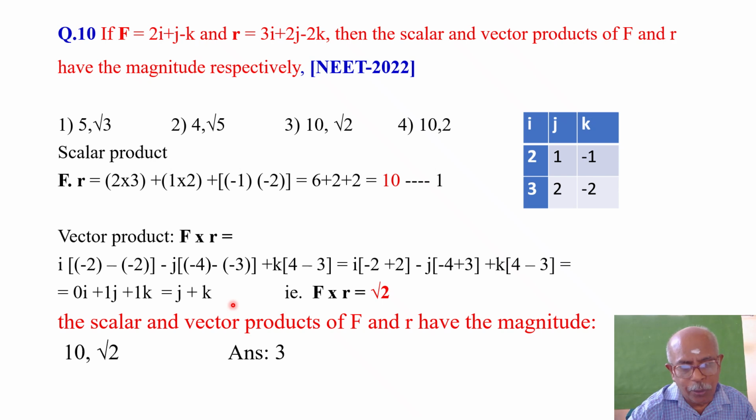Then what is its magnitude? Square root of 1 square plus 1 square, that is equal to 1 plus 1, 2. That is square root of 2. So the magnitude of the cross product of F and r, F cross r, is equal to square root 2. The magnitude of the dot product, the scalar product of the two vectors F and r, F dot r, is equal to 10. So the scalar and vector products of F and r have the magnitudes 10 comma root 2. Option 3, answer 3 is the right answer.